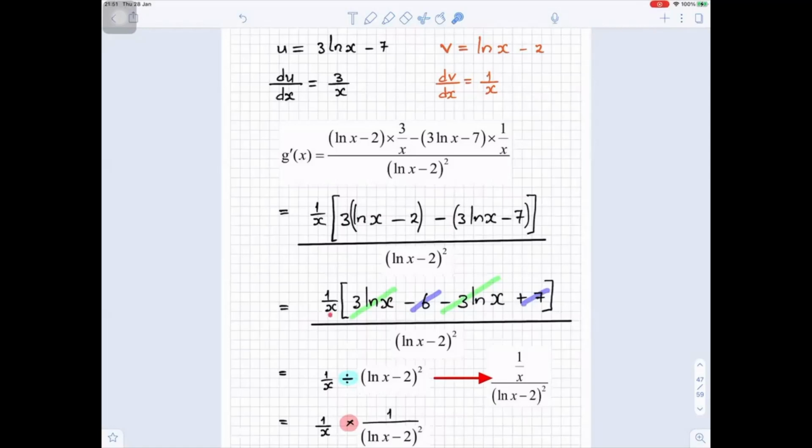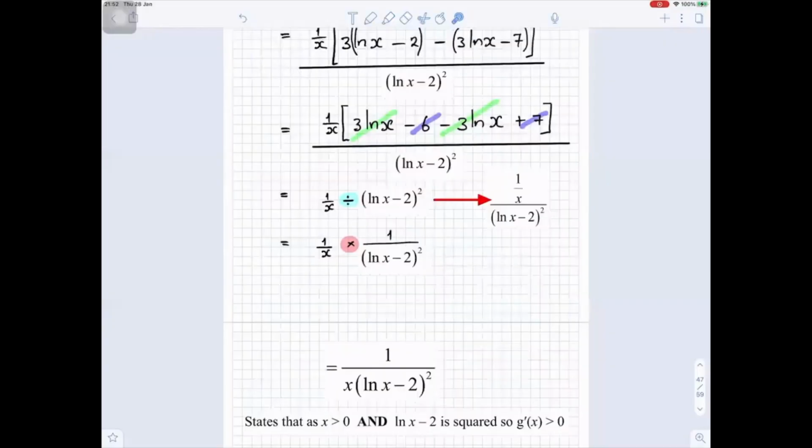So what is left now is 1 over x at the top divided by ln x minus 2 squared. You can write it like that, 1 over x divided by ln x minus 2 all squared. And when you divide, you change it to a times and flip this fraction. So the 1 goes to the top and the ln x minus 2 squared comes below. So you would end up with 1 over x times the bracket ln x minus 2 all squared.